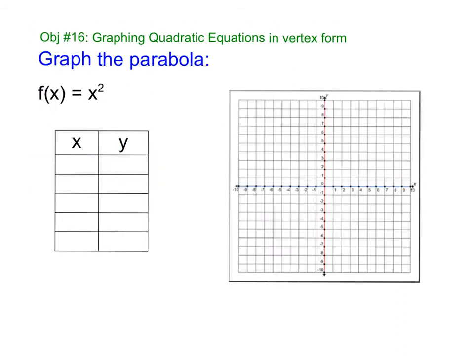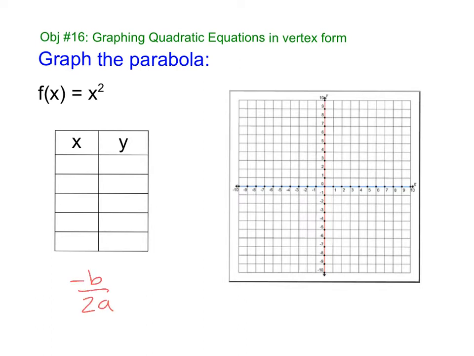All right. So now let's graph this. This is the parent function, right? This is the most basic parabola you could graph. You can't get any more basic than just x squared. So what's the vertex of x squared?